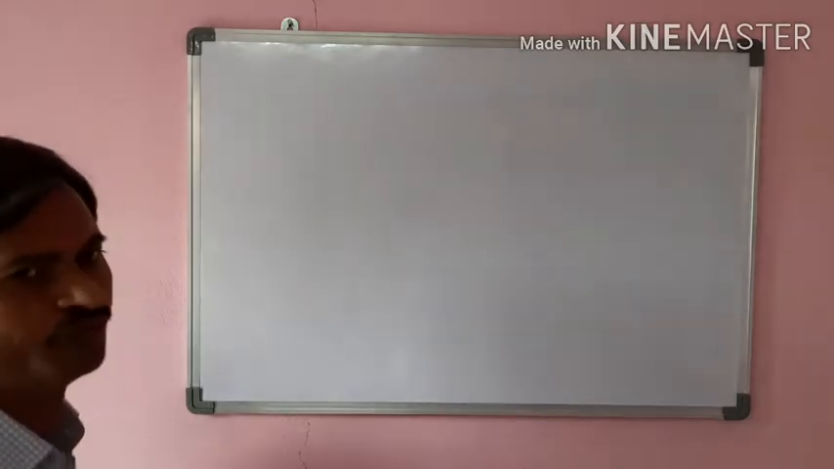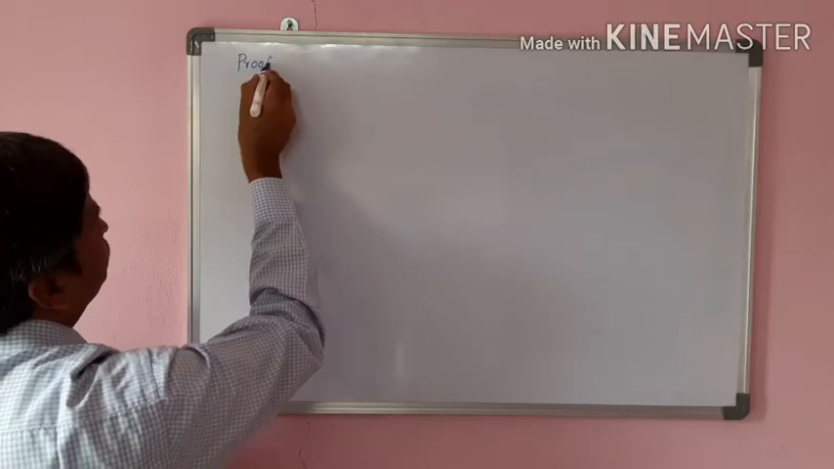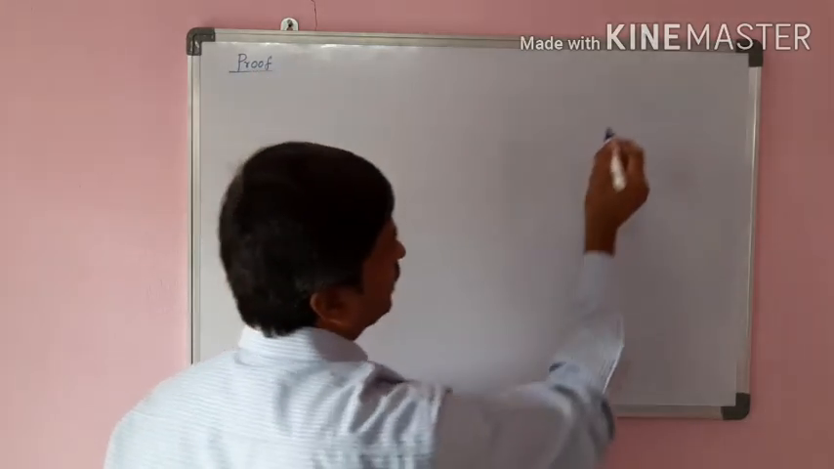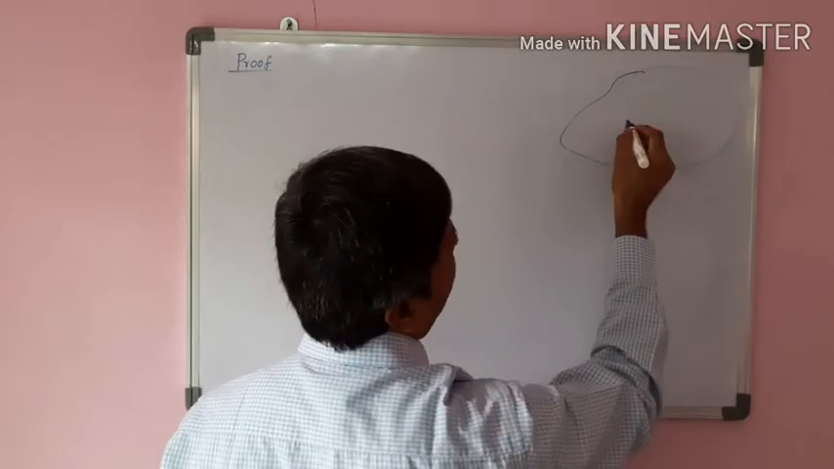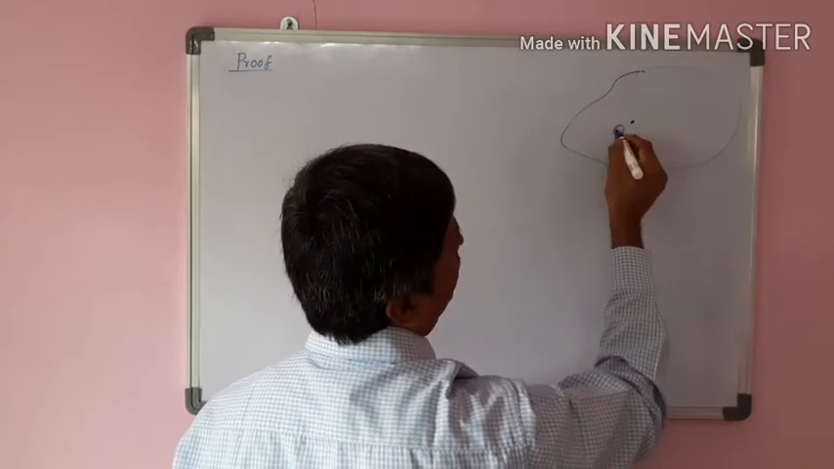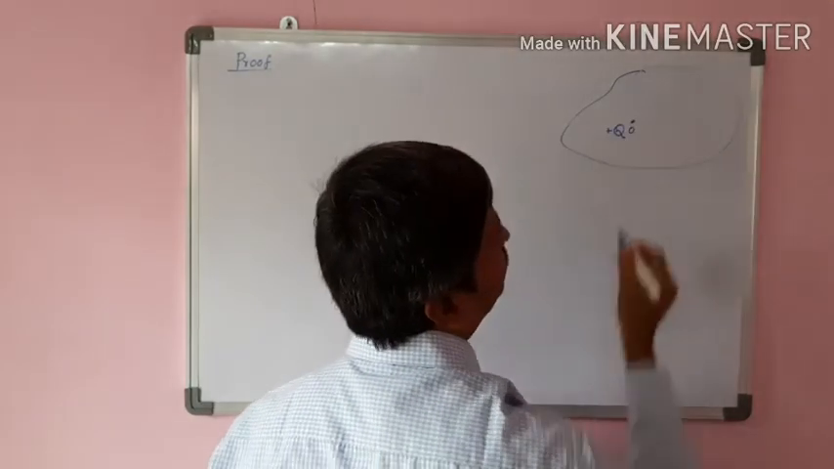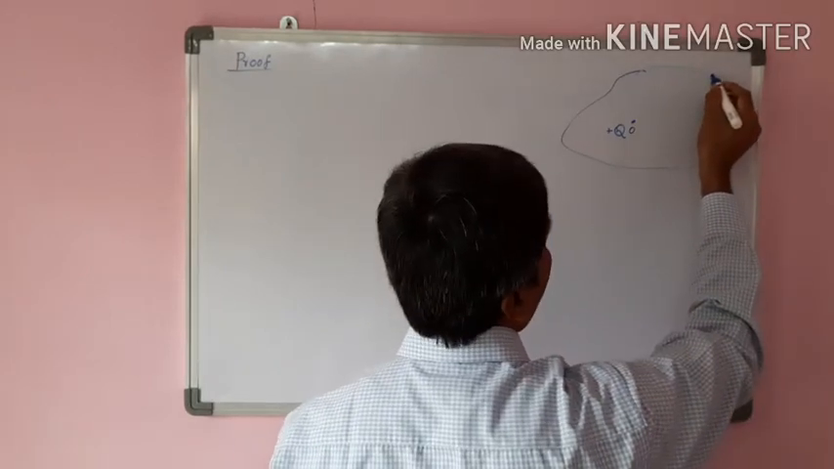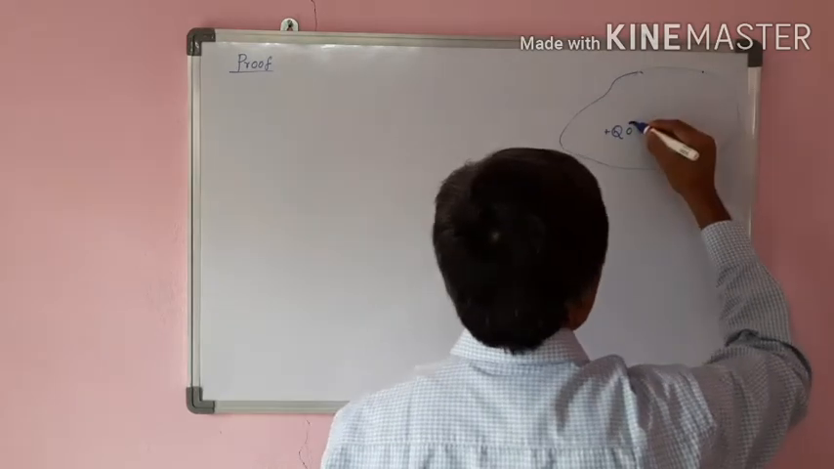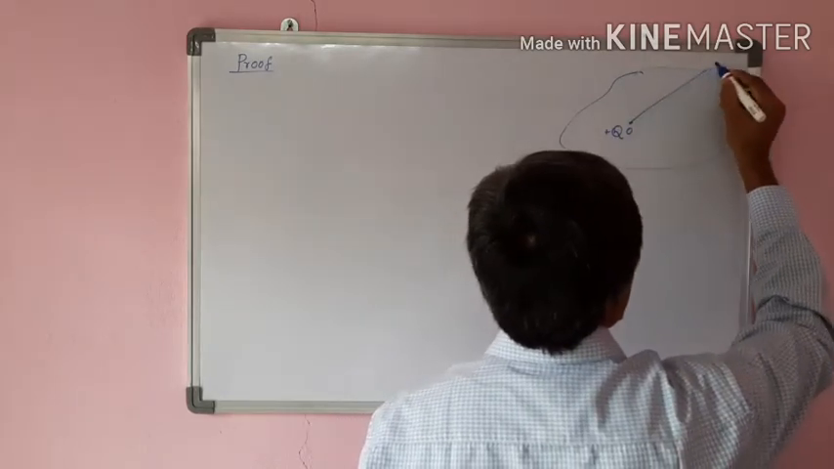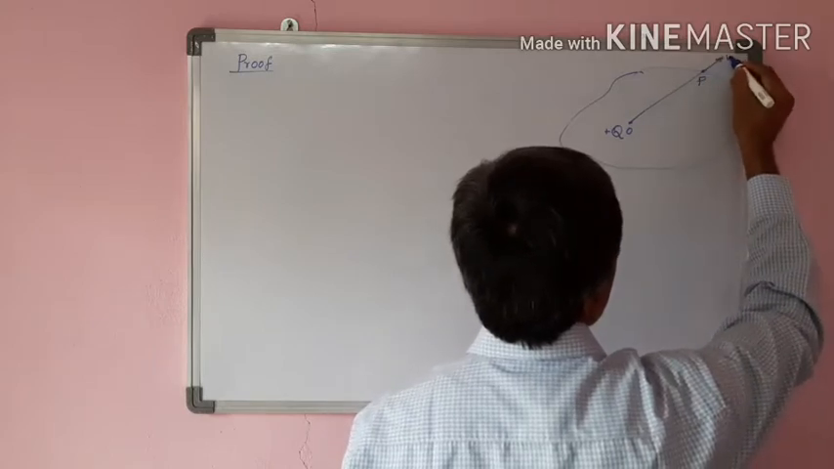Now let us take the proof. So proof of Gauss law. Now consider an enclosure of any shape you wish. Let a charge capital Q be placed here at the point O. Consider a point P somewhere else, anywhere you can take, and at this point P there is the electric field E bar.